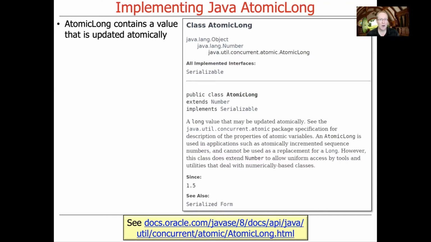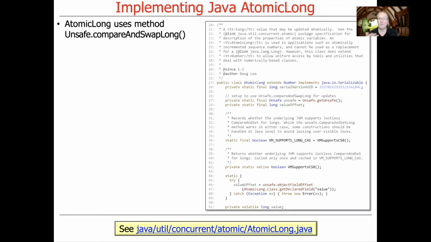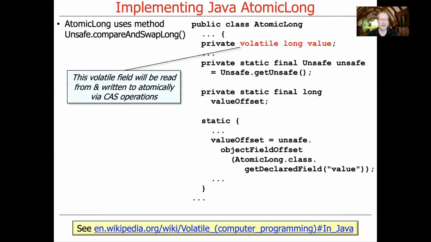There should come no surprise that there's also an atomic integer class, which updates an int value atomically, and there's an AtomicBoolean class that updates a Boolean value atomically, and so on and so forth. Under the hood, as you might expect, AtomicLong uses the unsafe compare and swap long method that we just talked about. And here's how the class is actually laid out.